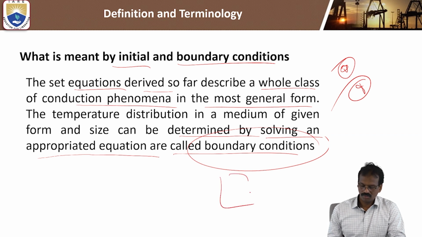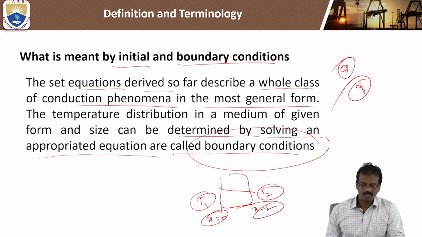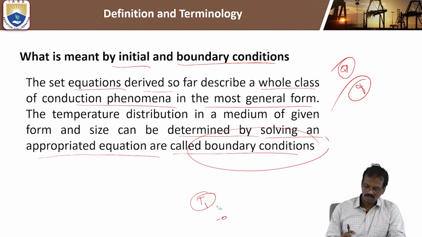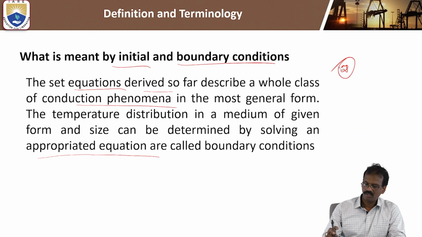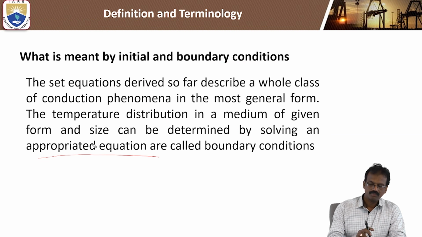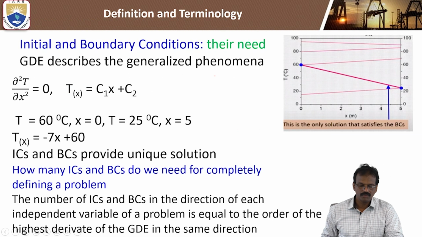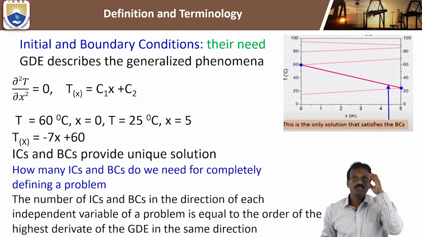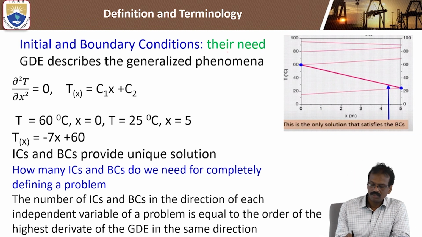Suppose you take this slab. Here the boundary conditions are: x is equal to 0, temperature is equal to T1; x is equal to L, temperature is equal to T2. This type of boundary conditions is very important to solve for, or to find, the rate of heat transfer Q value. We'll see more details regarding the boundary conditions here. So initial and boundary conditions are needed.